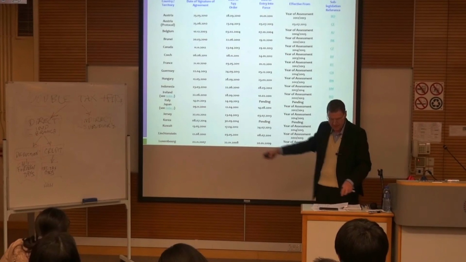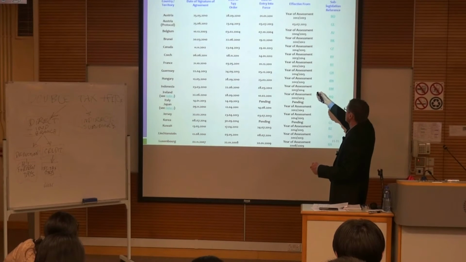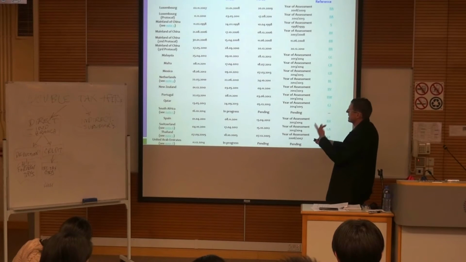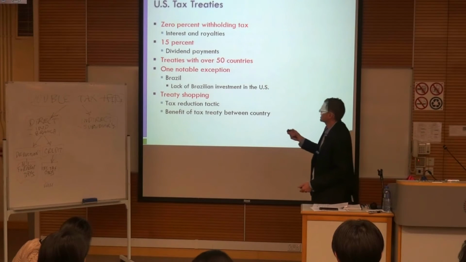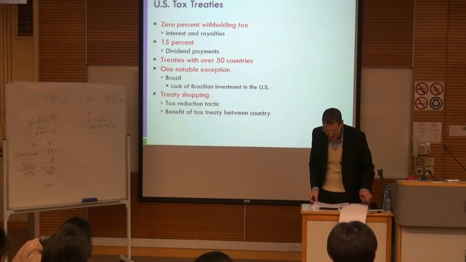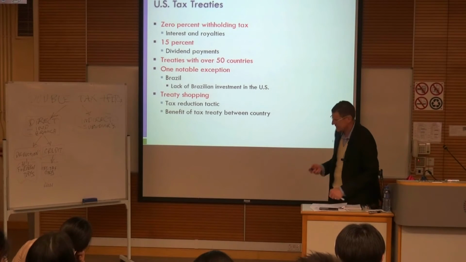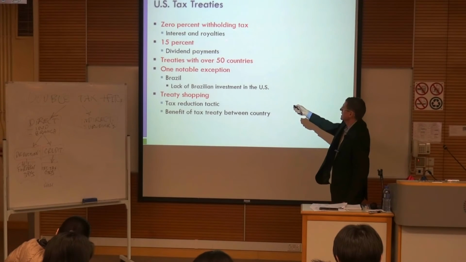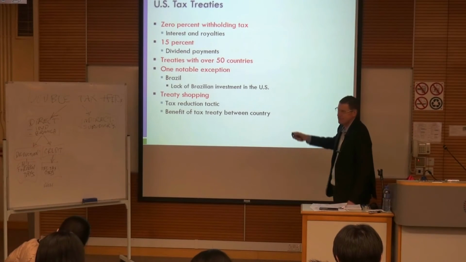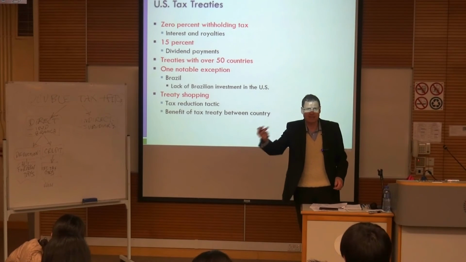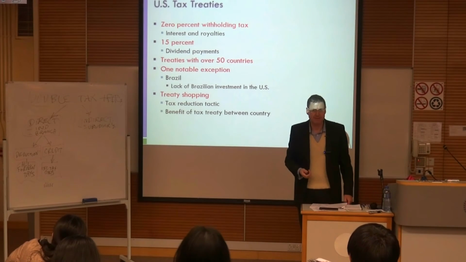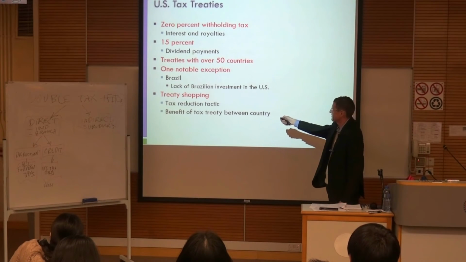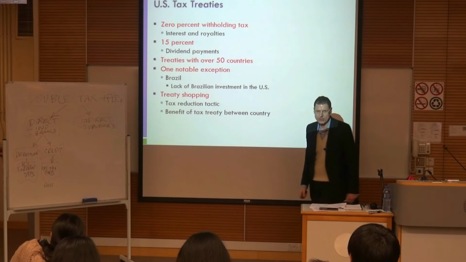Let's keep moving. There are all the treaties that Hong Kong is trying to negotiate with different countries. So it's going on a lot. Okay, so we've got US tax treaties, and this is where we get to our last one. There's a 0% withholding tax on interest and royalties, 15% on dividend payments. That means if I have a company in the US that pays a dividend to me, they immediately take 15%. Boom. They have treaties with over 50 countries. One notable exception, Brazil, because of the lack of Brazilian investment in the US.